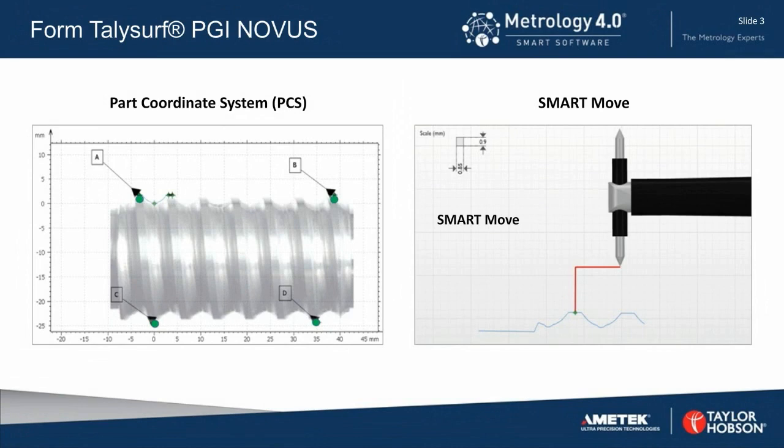In summary, we've seen the part coordinate system, which relates directly to the design drawing, and we've seen SMART Move, which allows us to move very precisely to any point around the part.